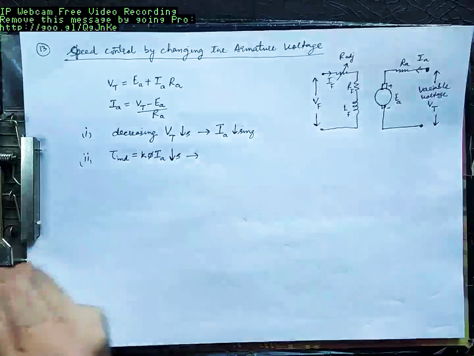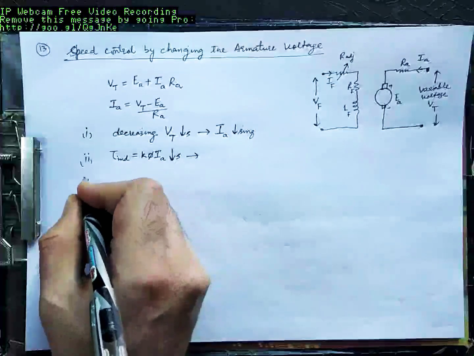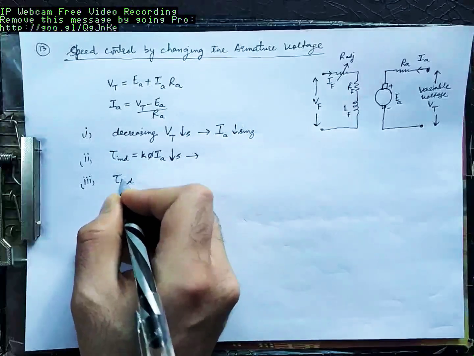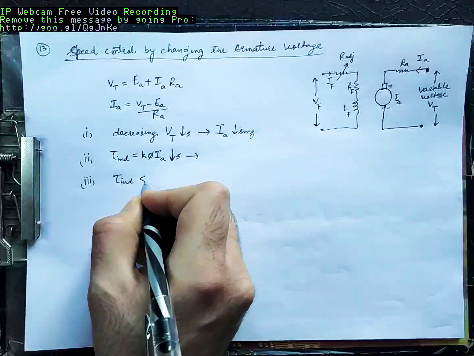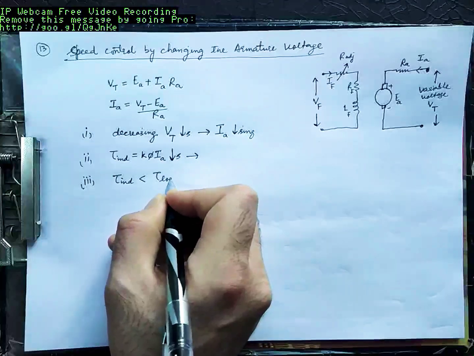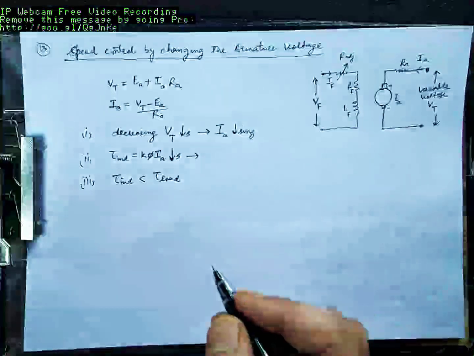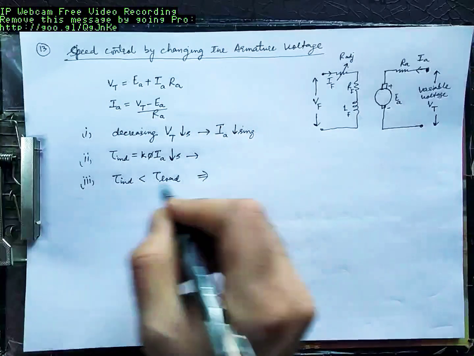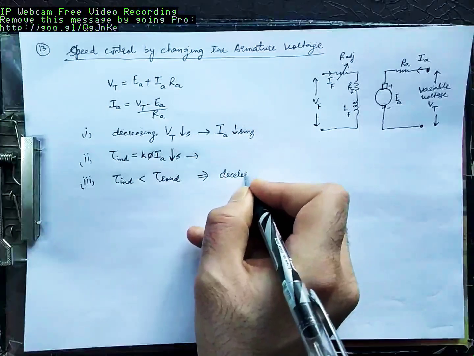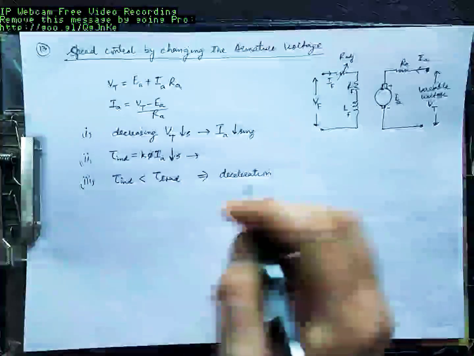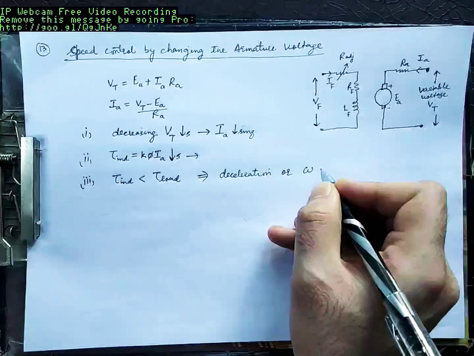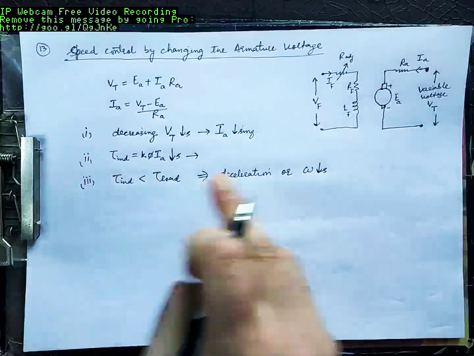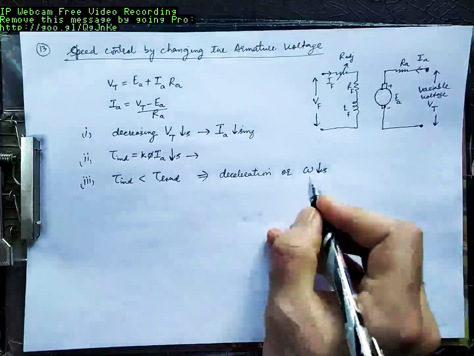When induced torque decreases, load torque is the same, so tau induced is less than tau load. Now load torque is the same, induced torque is decreasing, so induced torque is less than load torque. What does that imply? Deceleration, or omega will decrease. Speed will decrease because induced torque is less and load is more. The motor will decelerate, omega decreases.